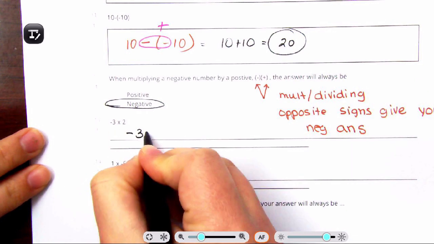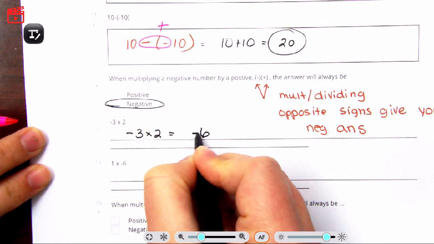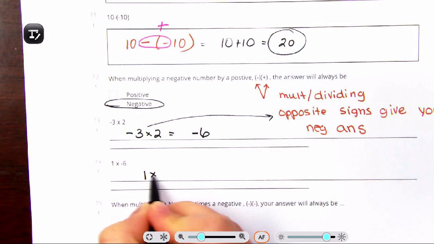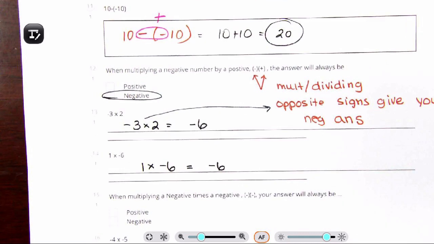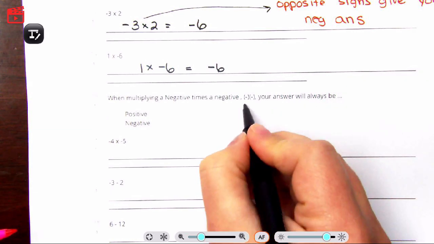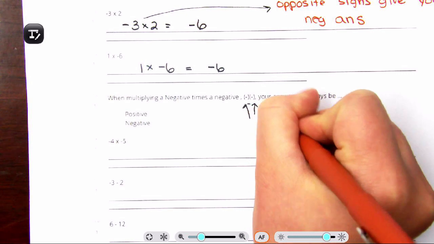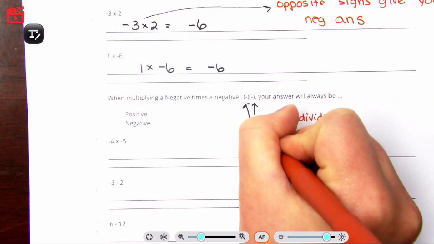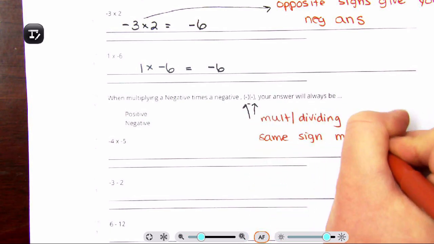So negative 3 times 2. This is 3 times 2 is 6, and then negative here because opposite signs. Here we have 1 times negative 6. Again, opposite signs, so my answer is negative 6. When multiplying a negative times a negative, your answer will always be... again, now these are the same. Same sign when you're multiplying, dividing, means positive answer.